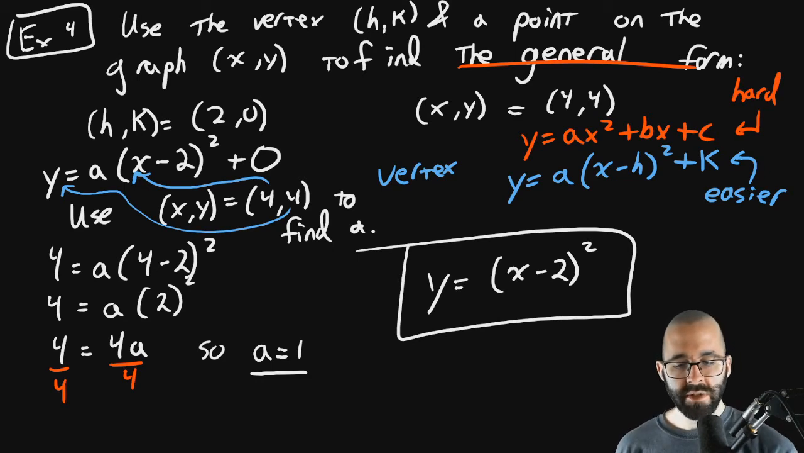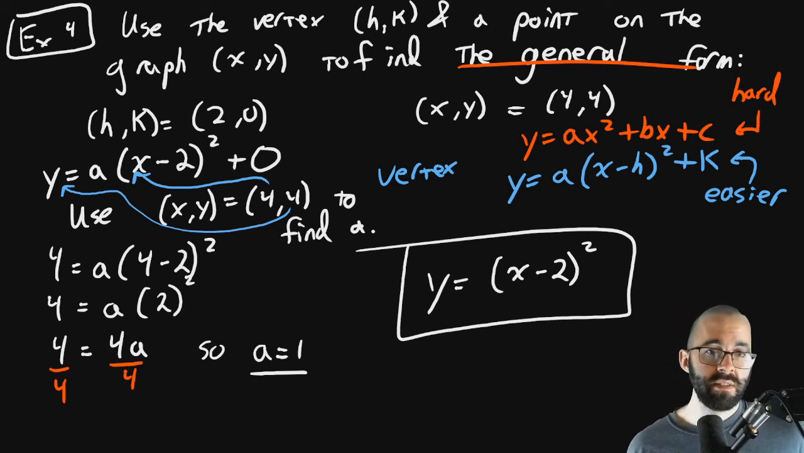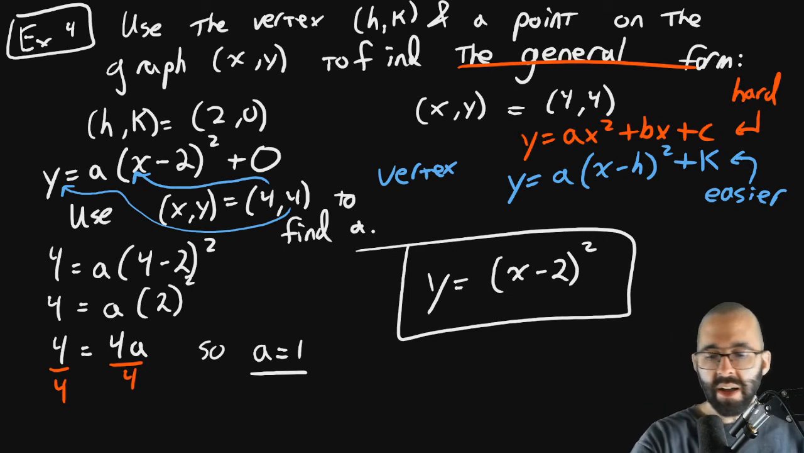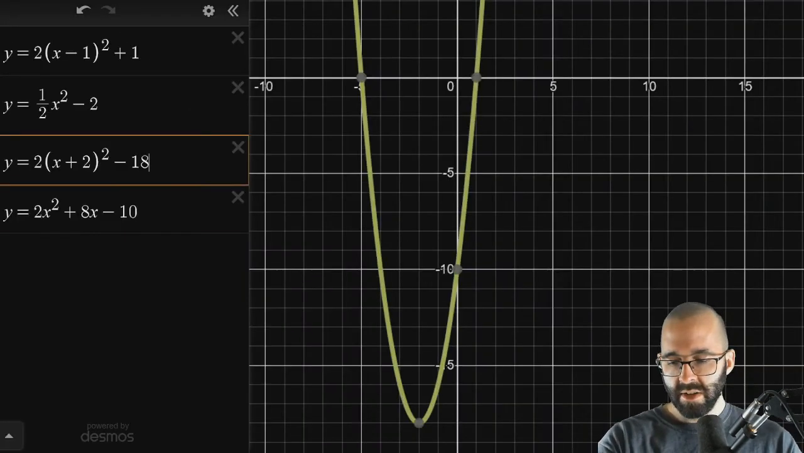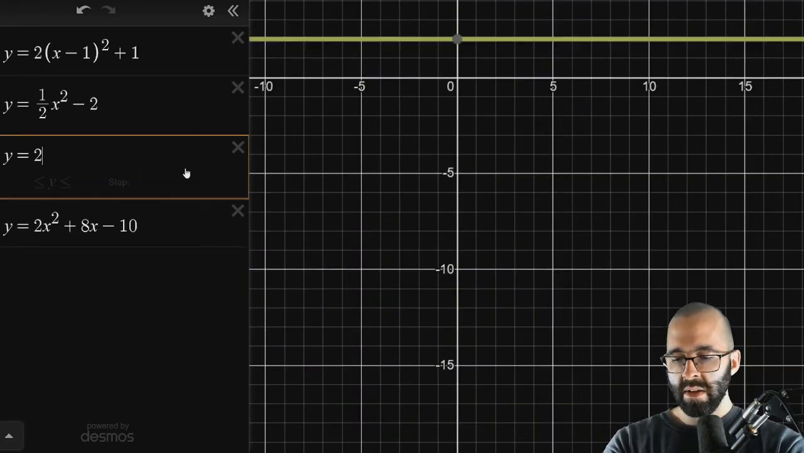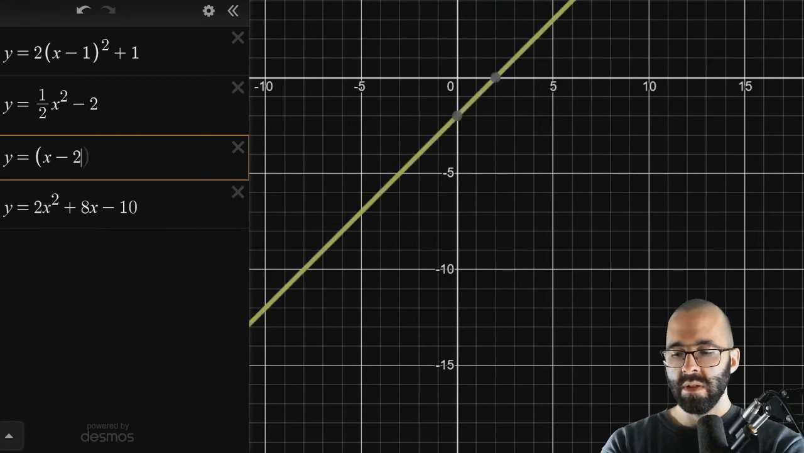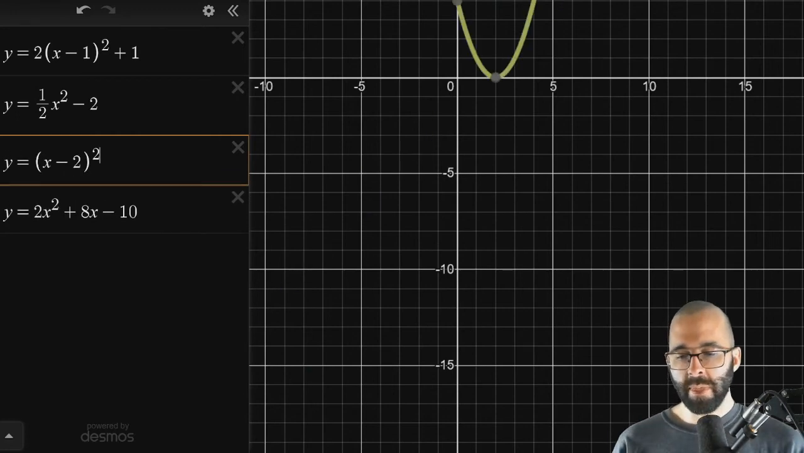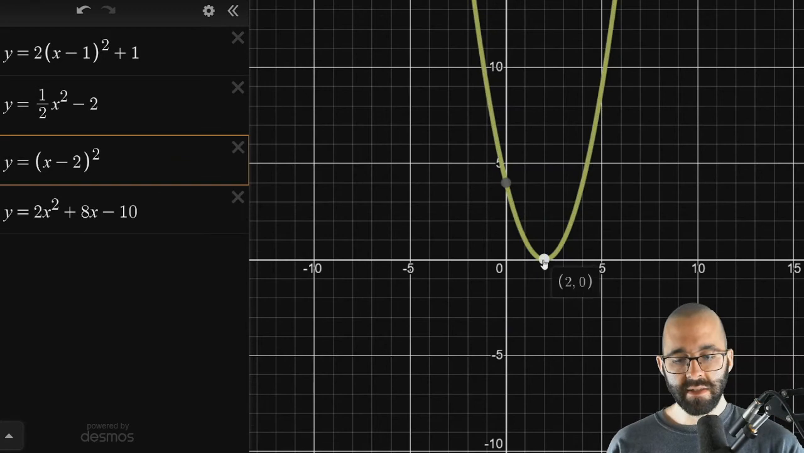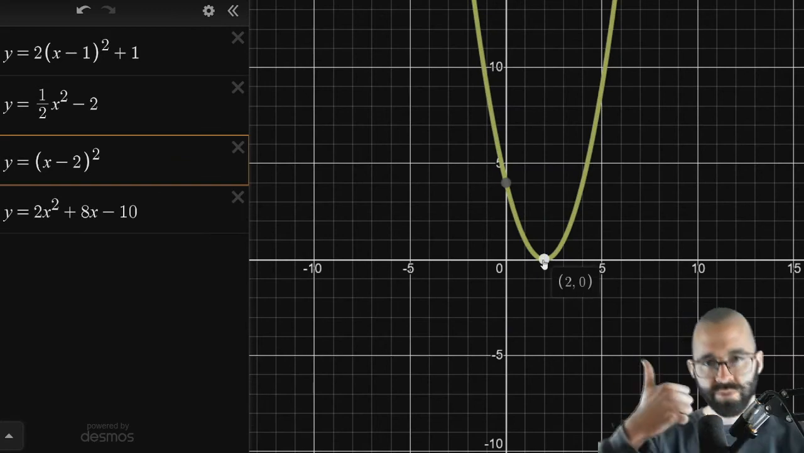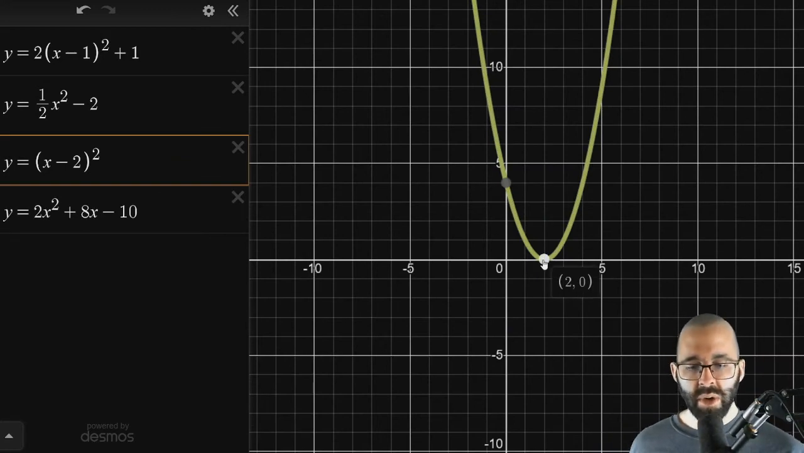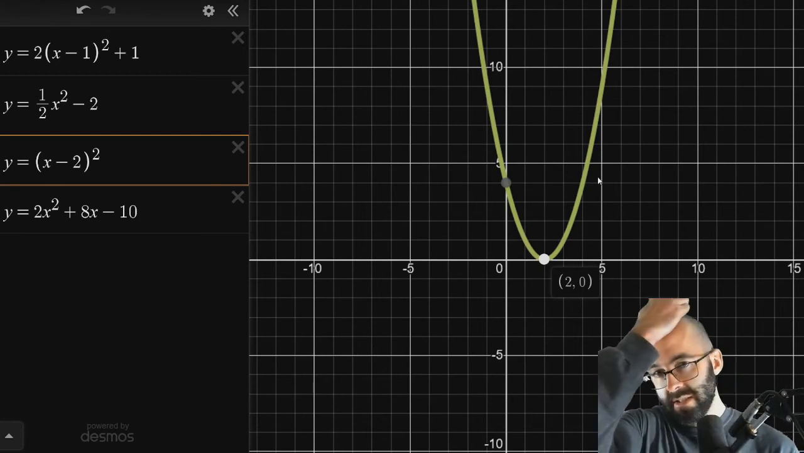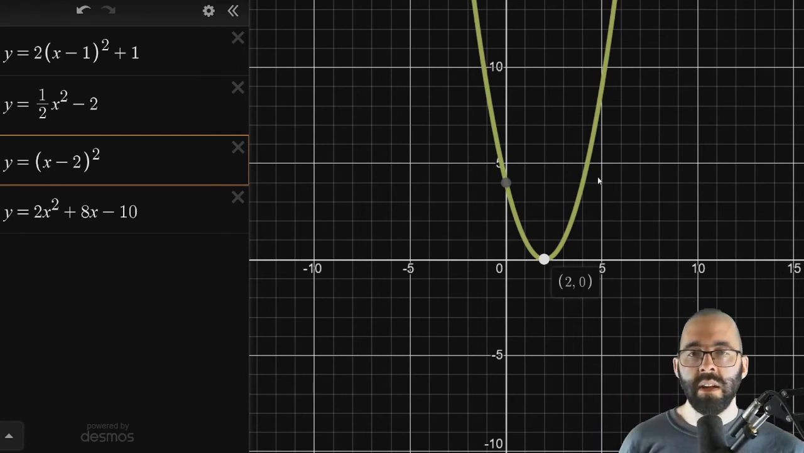And you can check your answer too. Is this a point? Let's graph it. Let's check our answer the good way. It's going to be 1 times x minus 2 squared. So is the vertex at 2, 0? Yes, it is. Is the point 4, 4 on the graph? Yes, it is. That's our parabola. All right.